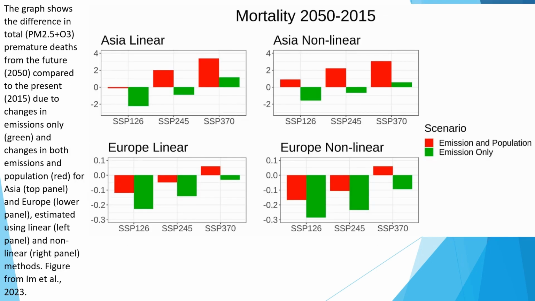The graph shows the difference in total, PM2.5 plus O3, premature deaths from the future, 2050, compared to the present, 2015, due to changes in emissions only, green, and changes in both emissions and population, red, for Asia, top panel, and Europe, lower panel, estimated using linear, left panel, and nonlinear, right panel, methods. Figure from Im et al., 2023.